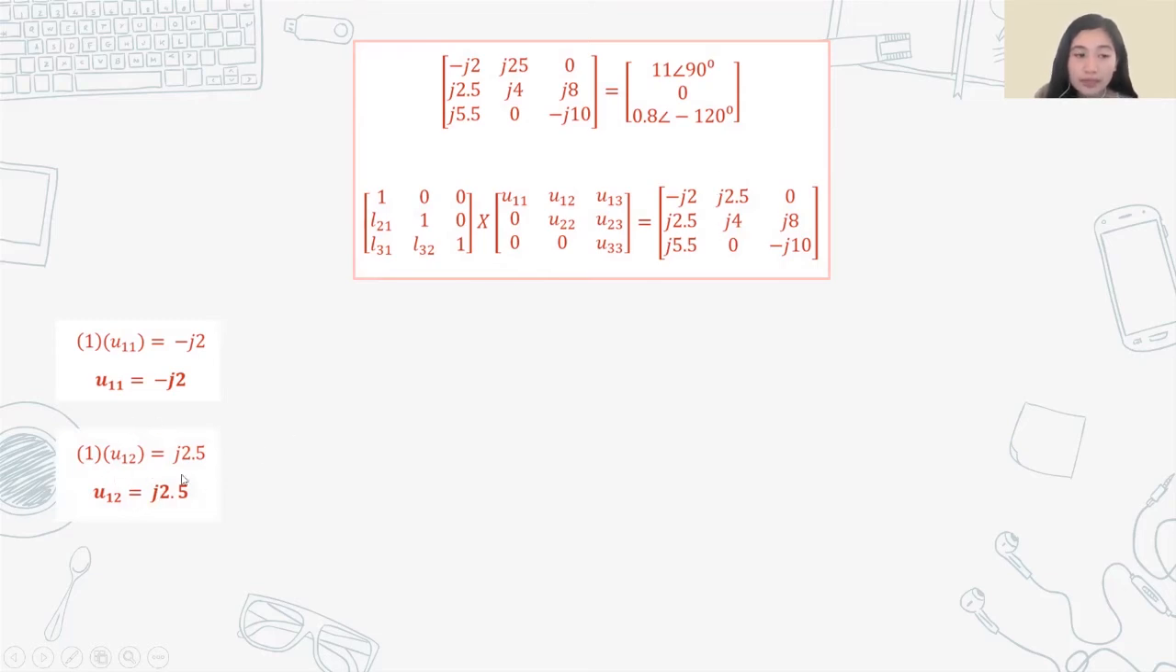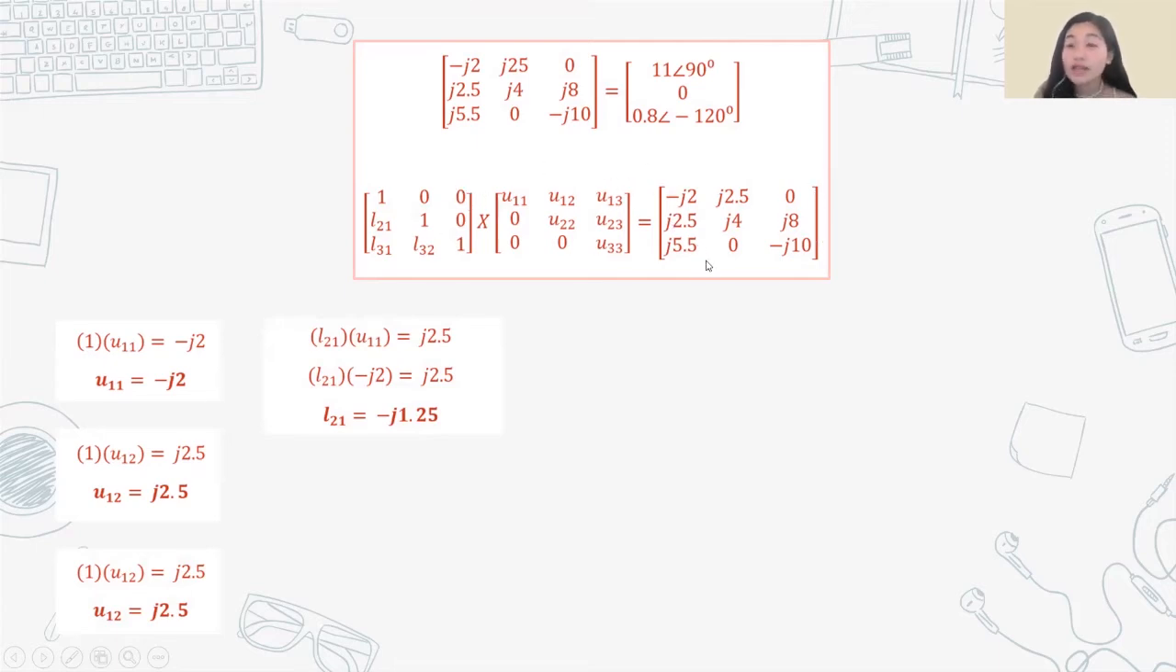So again, basically katulad lang ng una, anything that is multiplied by 1 would be equivalent to the other number. So our U12 would be equivalent to j2.5. Moving forward, we are solving for the value of L sub 21. L sub 21 natin, nasa second row na tayo because this value 0 times U13 and another 0 will just result to 0.